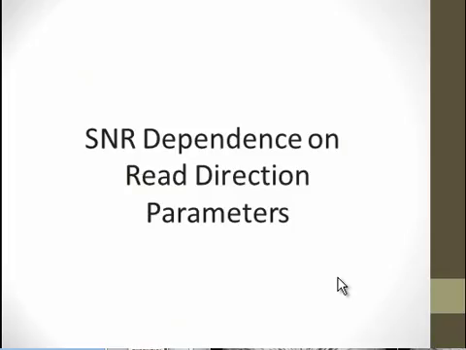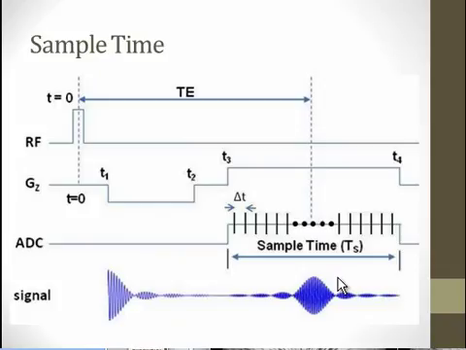Okay, so now into the SNR dependence on the read direction parameters. Let's go back and take a brief look again at some part of a gradient echo sequence, because I want to define for you here this delta t. The delta t here is the space between the samples during the time the analog to digital converter is on. So how fast are we sampling? That's delta t. T sub s is the total time that we are sampling. These two symbols I'll be using throughout in different slides, so I'm just highlighting that here.